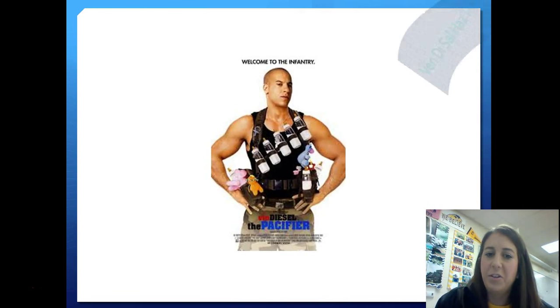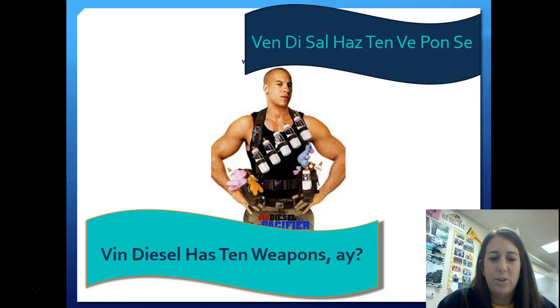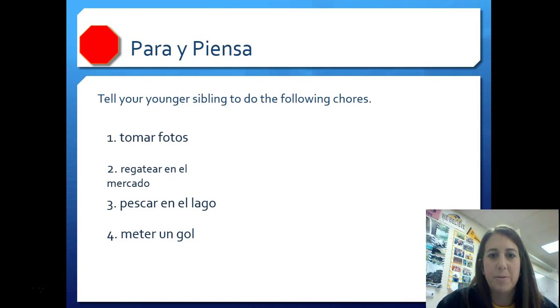So how do we remember those? Our buddy Vin Diesel. Ven, di, sal, haz, ten, ve, pon, sé. Got it? Get it? Those are our commands. So Vin Diesel has 10 weapons. That's your way to remember our commands.